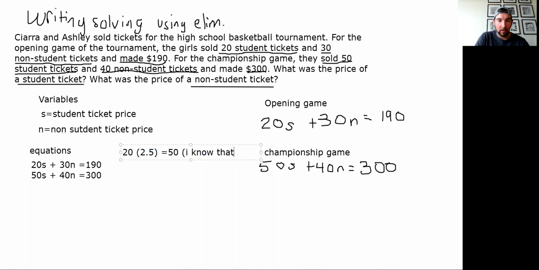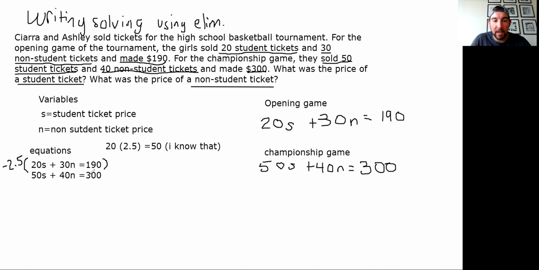So what I'm going to do here is multiply this top equation, the whole thing, by negative 2.5. I want to multiply it by a negative because that's a positive 50, and I'm going to cancel it out. I didn't change the bottom equation, I just changed the top equation. So my top equation, well, negative 2.5 times 20 is negative 50S.